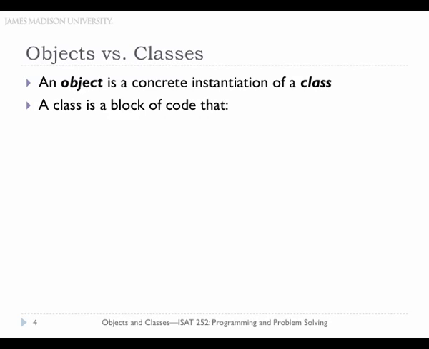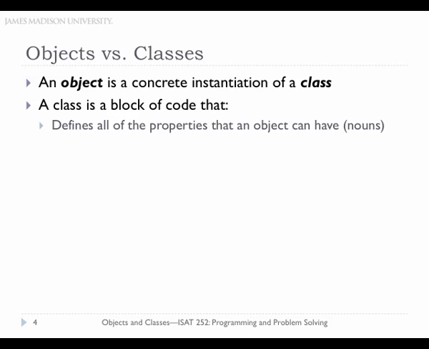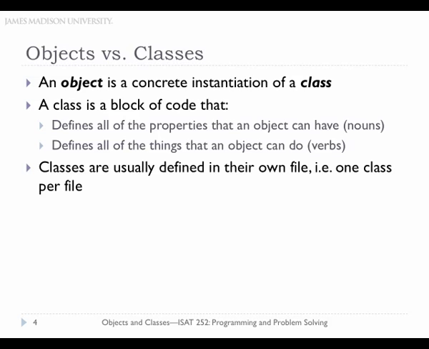When you actually write a program, a class ends up being a block of code that defines all the properties that an object can have. I'd like to refer to this as the nouns. It also defines all the things that the object can do, and I like to refer to that as the verbs. So a class is a block of code that defines properties, and it defines methods, or the verbs.